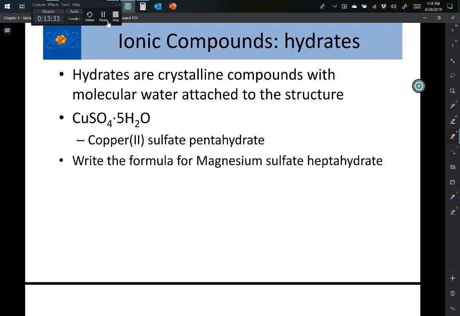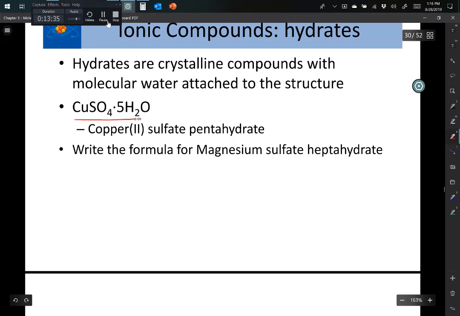So if I wanted to name copper sulfate hydrate, all I would do is write copper 2, that's the charge of the copper, because sulfate's -2. Sulfate, so this is just the regular ionic compound name, and then I would write pentahydrate. I use a prefix to indicate how many water molecules are attached to the structure. So the prefix penta represents 5, and the hydrate represents water.